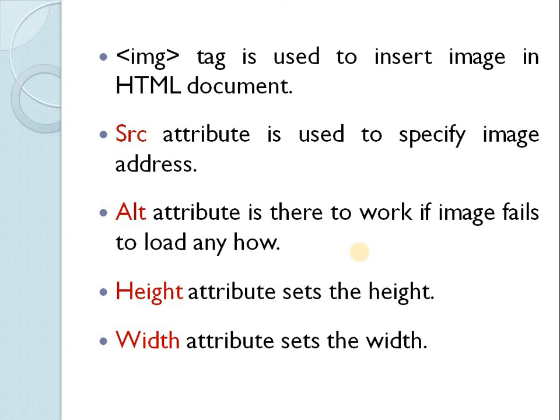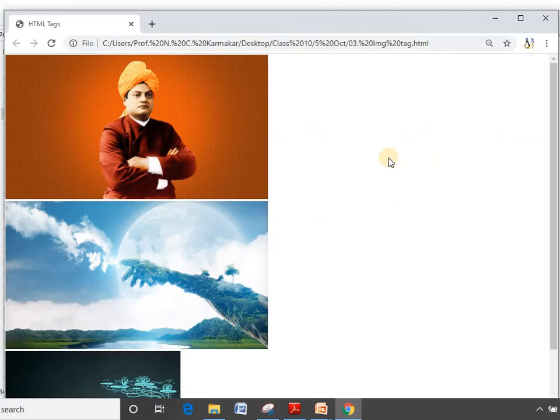The alt attribute is there to define some text. If in any case our image fails to load, then that text is going to save us, and that text will appear there. The height attribute is there to set the height of the image, and width is there to set the width. See the examples, because without examples HTML is not interesting.